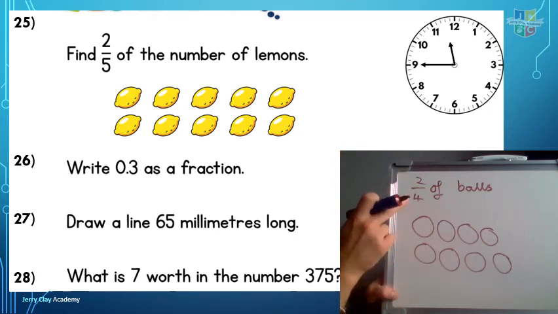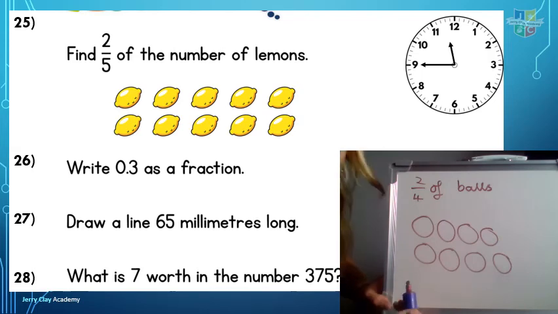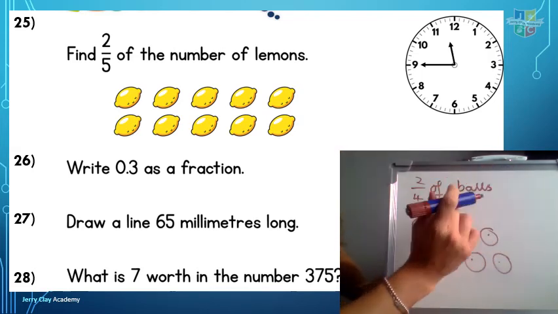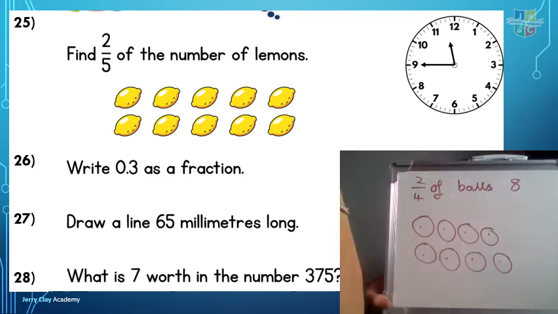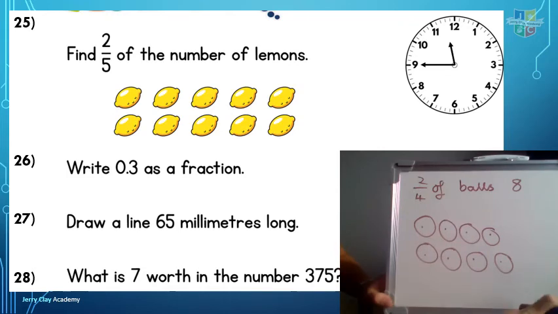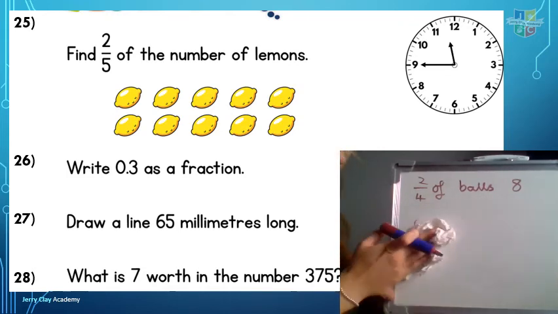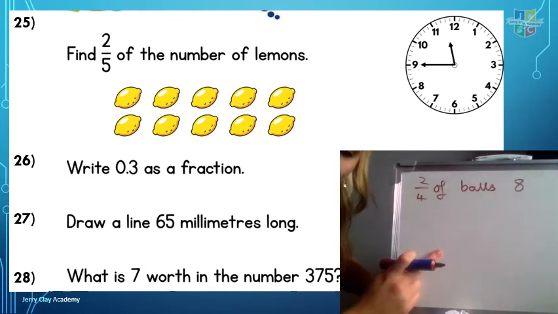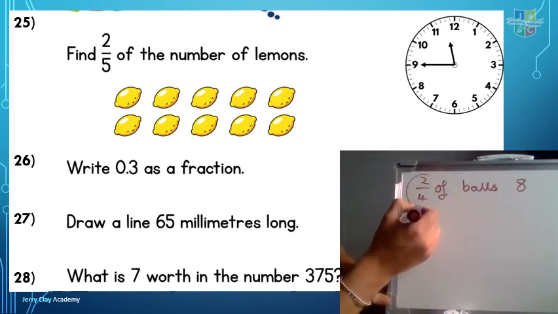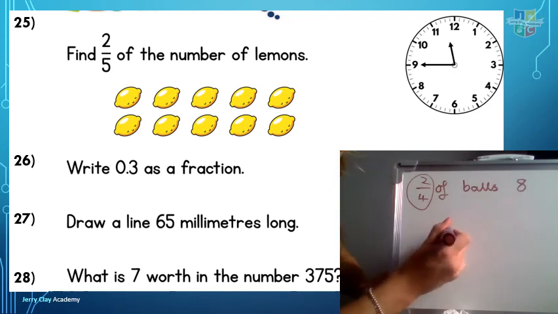So remember, if we're trying to find 2/4 of the number of balls, the first thing we need to do is we need to say how many balls there are. So there's 1, 2, 3, 4, 5, 6, 7, 8. So I want to find 2/4 of 8. Now, in order to do this, I can now get rid of my number of balls because I know that there were 8 in total. Now, remember when we see this sign, a fraction, we are going to divide.